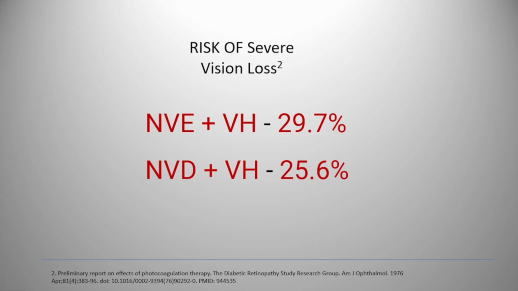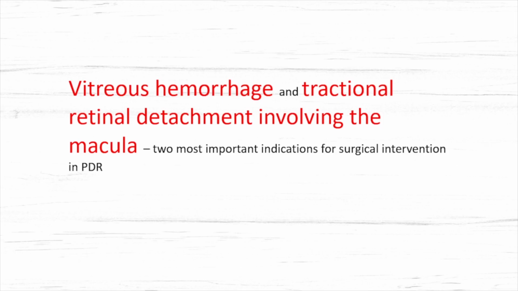In the DRS report number 3, they noted that if NV is present along with vitreous hemorrhage, the risk of severe vision loss is 29.7%, while the same for NVD is 25.6%. Also, vitreous hemorrhage and tractional retinal detachment involving the macula are two of the most important indications for surgical intervention in PDR.